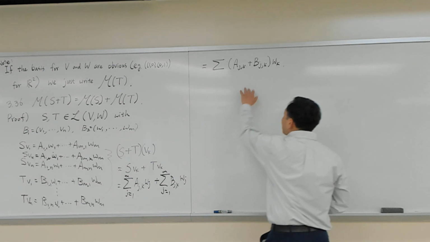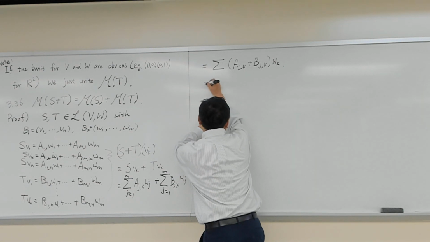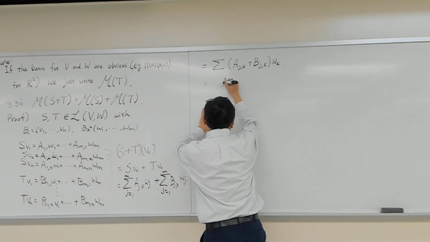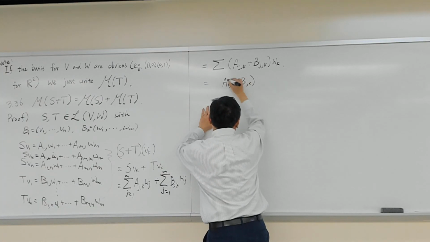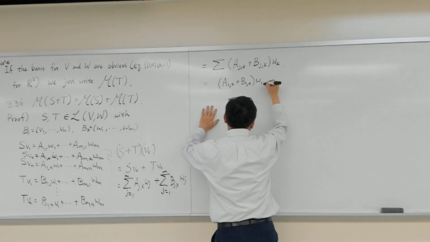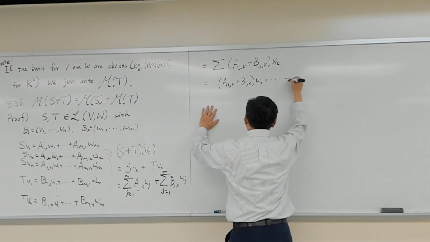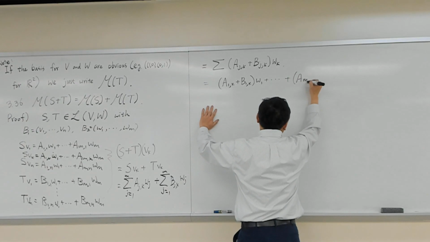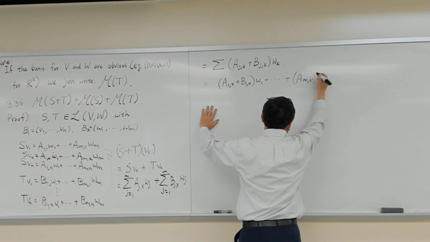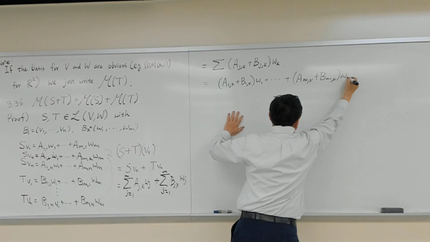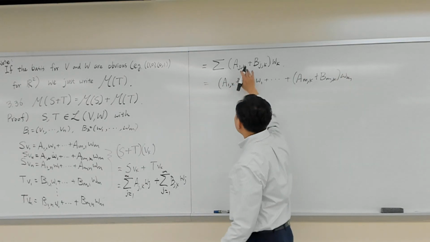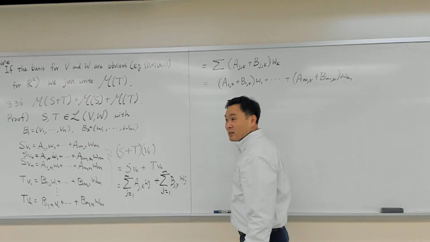So I wrote it like this, but in my mind, what's really happening is that I'm thinking of (A1k plus B1k) w1 plus dot dot dot plus (Amk plus Bmk) wm. That's what's in my mind, even when I'm writing this.